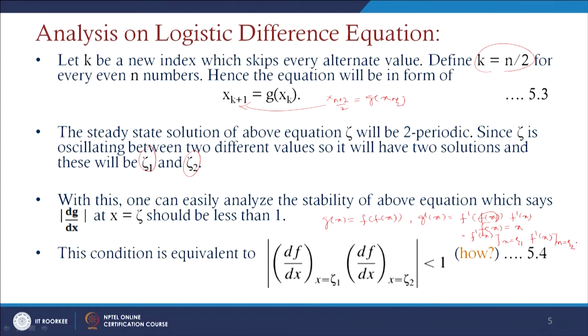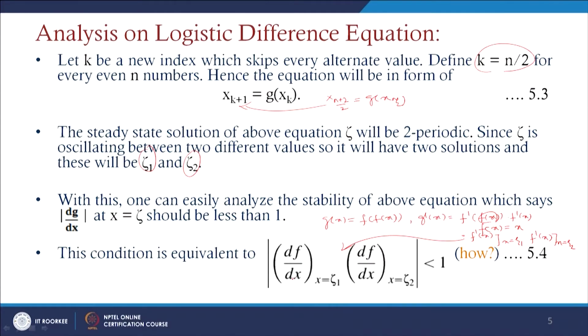For the fixed point form, the final reduction of this equation can be written as f dash x at x equals zeta 1, that is df by dx, and then again df by dx at x equals zeta 2. Since the absolute value of dg by dx should be less than 1, the product of f dash x at the 2 different values, zeta 1 and zeta 2, should be less than 1 in absolute sense.